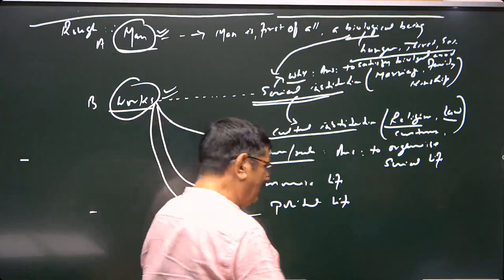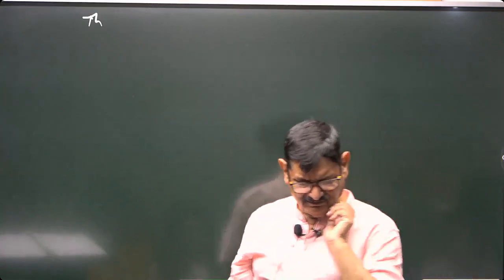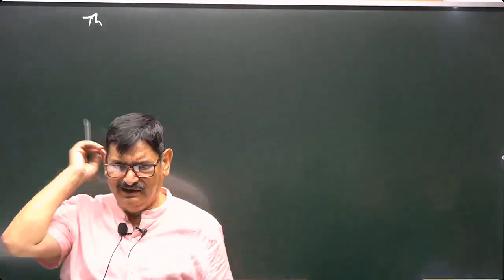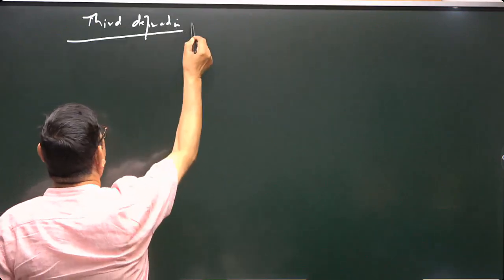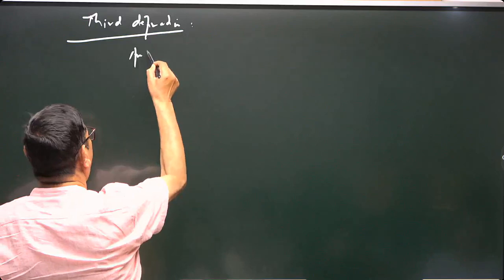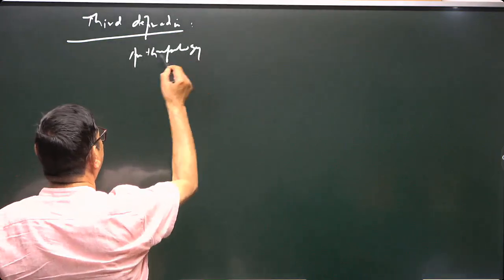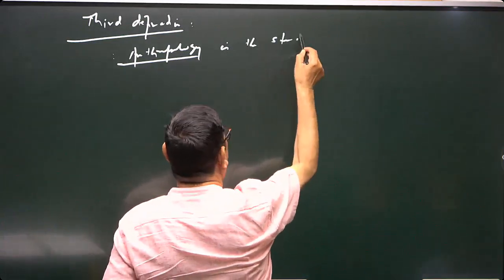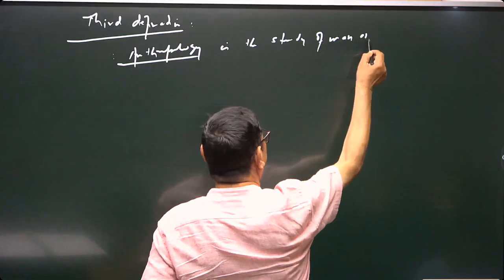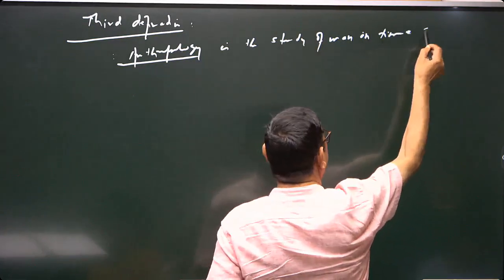Now I am coming to the 3rd definition. You will close this discussion and write the 3rd definition. Third definition: anthropology is a study of man in time and space.